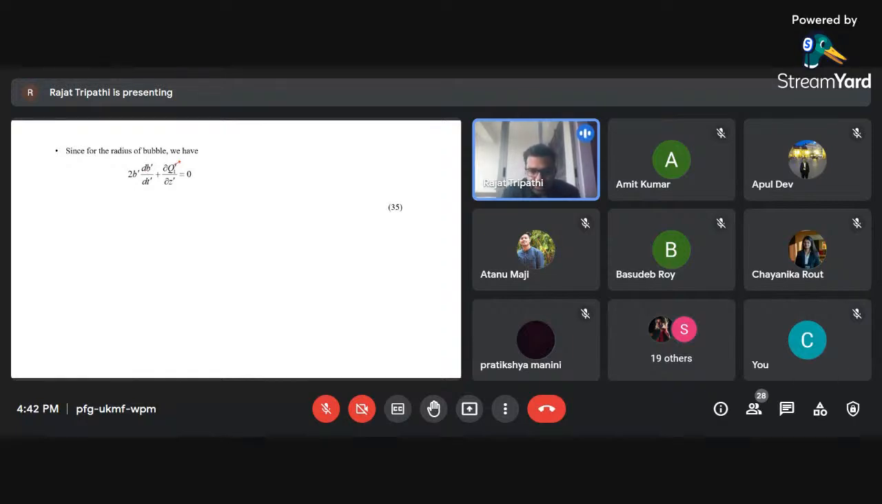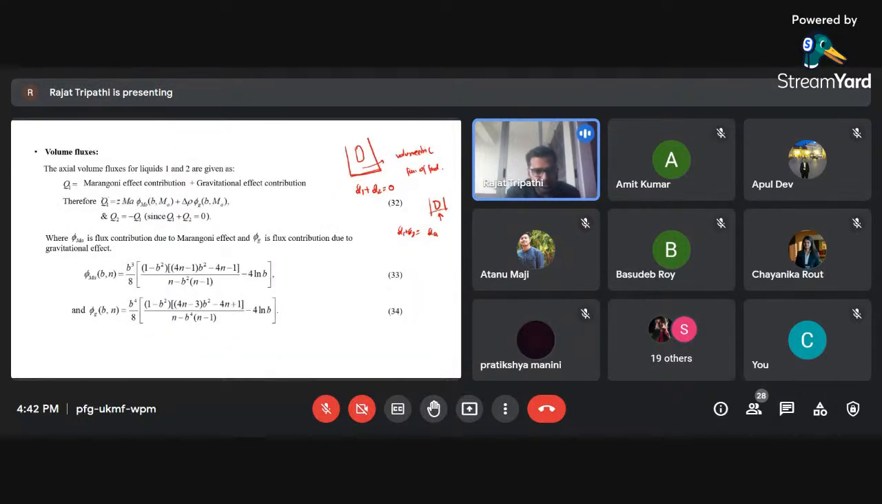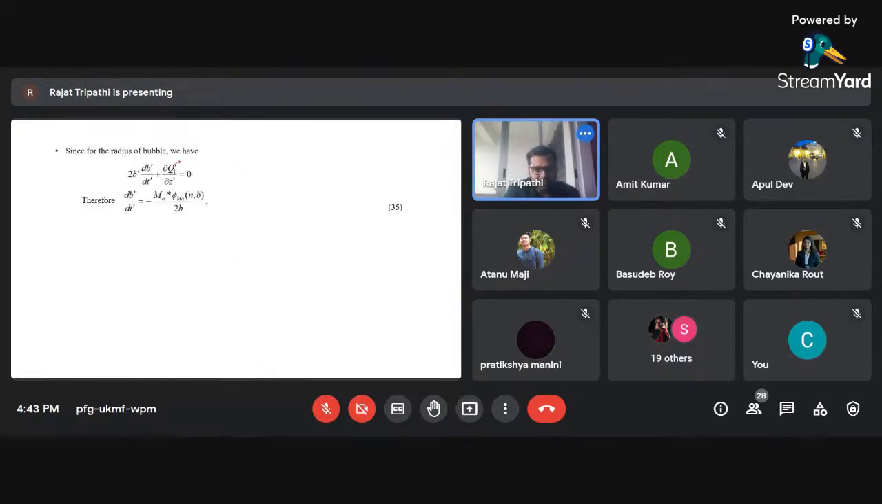If you see the expression of Q1, because we need to differentiate it with respect to z, there is no z term in the gravitational part. So del Q1 over del z consists only of the Ma times phi_Ma of b term. When you differentiate Q1 with respect to z, you get only this term, and the other is zero. When you solve it, you simply get M into phi_Ma of b divided by 2b. From this we can discuss the evolution of the shape of the bubble as time increases.